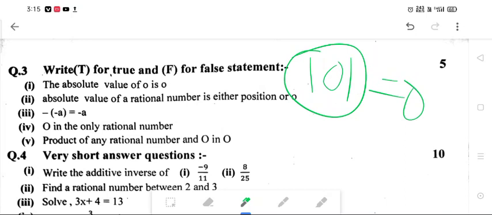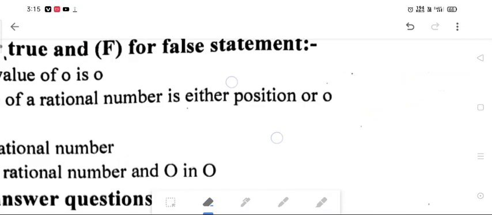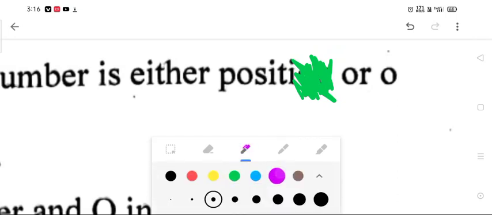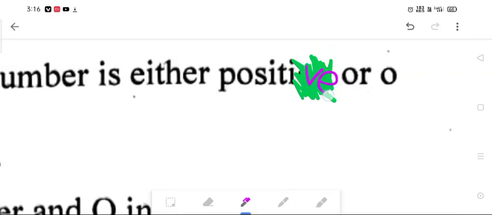The next is absolute value of a rational number is either positive or 0, not position. This is the positive. Okay students, so you have to learn it. You have to know that this is not written as position, this is the positive. Positive, this should be positive. Positive or 0.